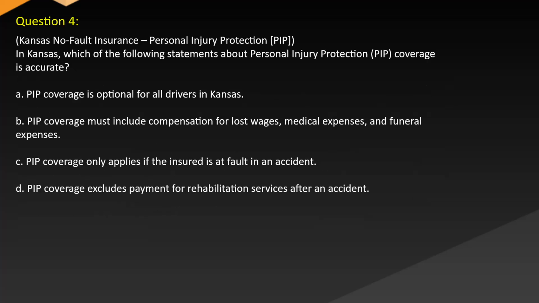Question 4. Kansas no-fault insurance. Personal injury protection (PIP) in Kansas. Which of the following statements about personal injury protection (PIP) coverage is accurate? A. PIP coverage is optional for all drivers in Kansas. B. PIP coverage must include compensation for lost wages, medical expenses, and funeral expenses. C. PIP coverage only applies if the insured is at fault in an accident. D. PIP coverage excludes payment for rehabilitation services after an accident.